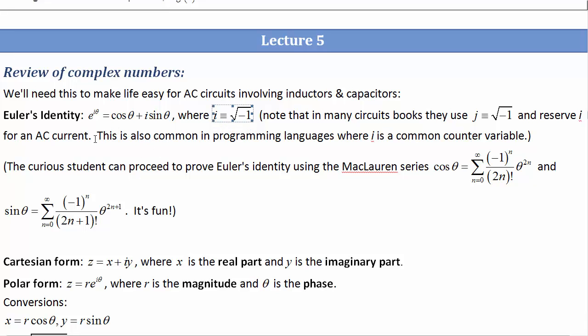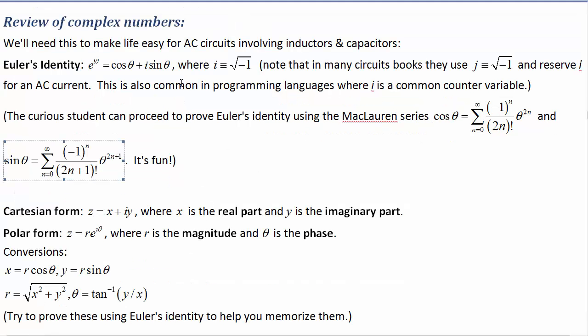In programming is another area that you'll see j used for the root of -1, so just be aware that sometimes you'll see j, sometimes you'll see i. Most of the time in circuits, if you look online, you'll see that they use j for this. Don't be thrown off. Now, I encourage the curious student to go and try to prove Euler's identity using the Maclaurin series for cos and sine. It's a lot of fun to do. If you've never done that, then give it a shot. You'll be quite pleased when you figure it out.